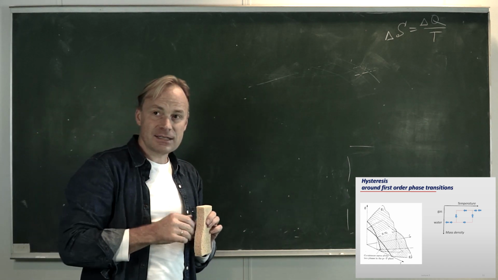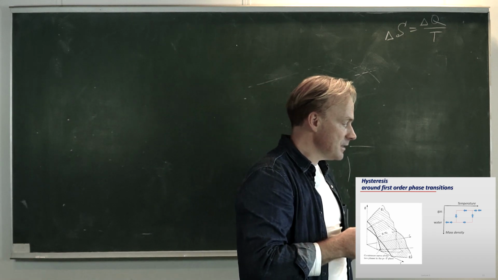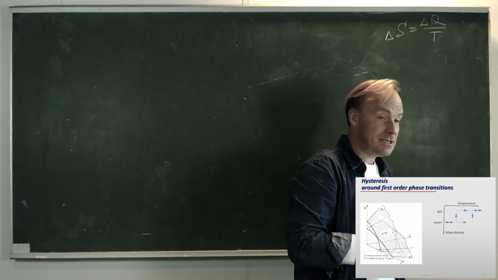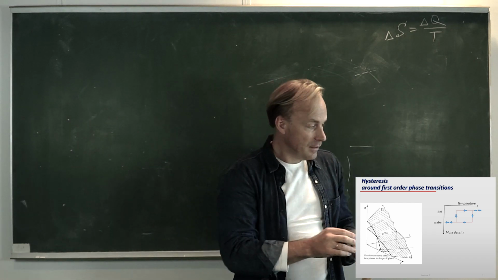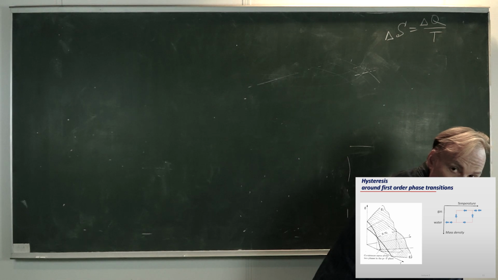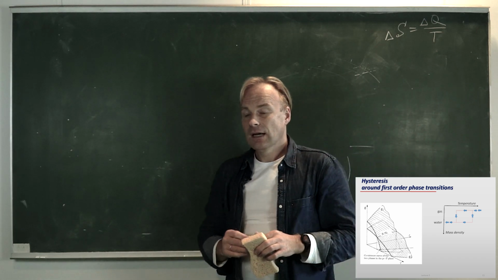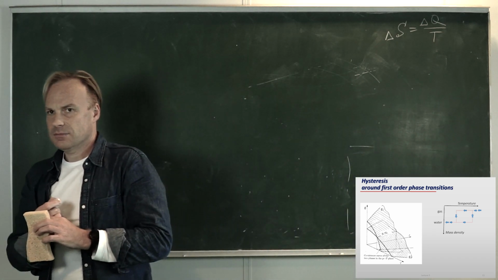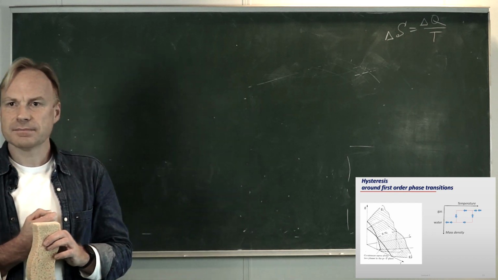And I claim that if you do this experiment properly, the phase transition should occur at a lower temperature. And the shape like this, if you plot, for instance, mass density as a function of temperature, a shape like shown on this slide, is called hysteresis. How do I understand this hysteresis? So how can we explain it physically?